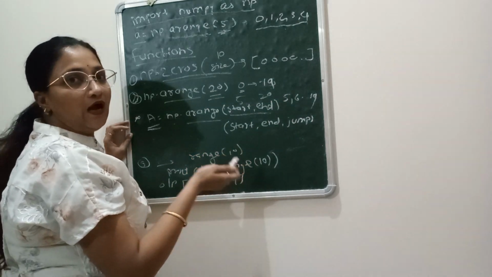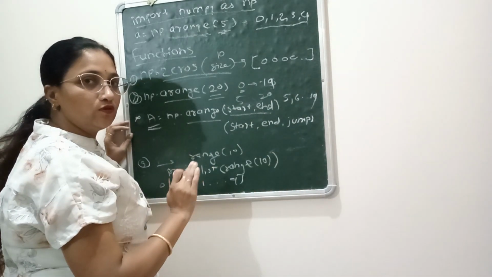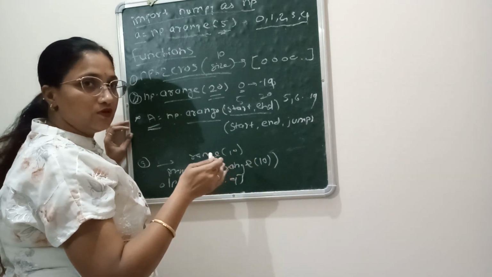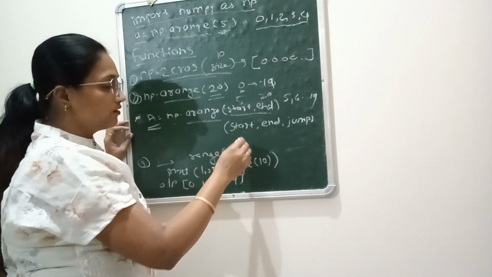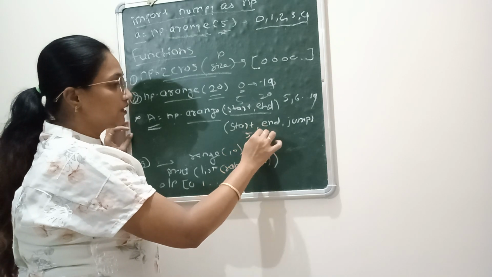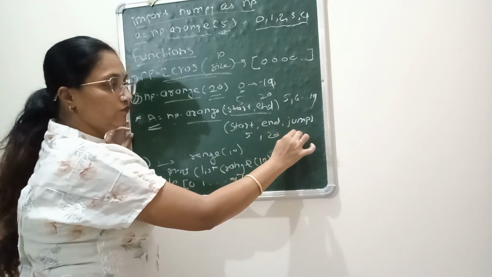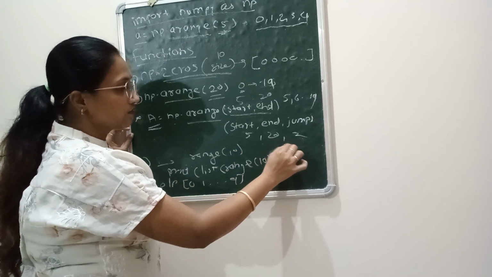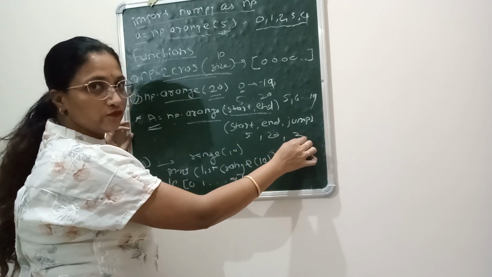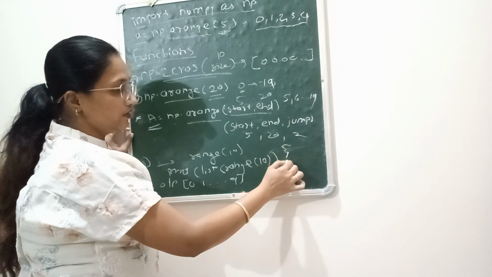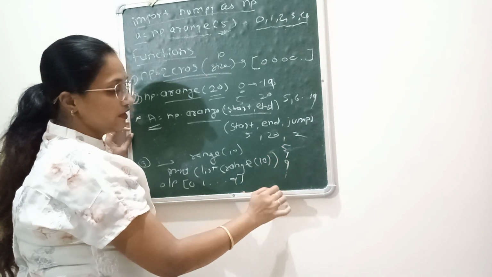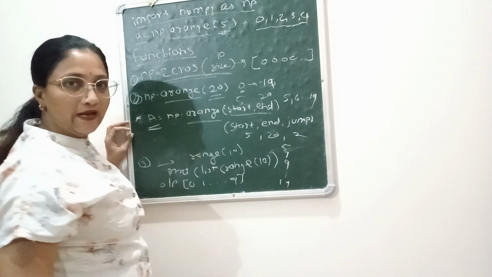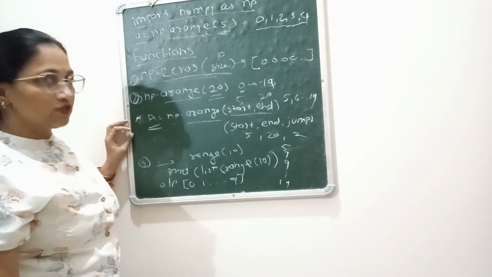Now suppose I don't want continuous numbers, I want a jump of a specific number in between. In that case, taking again 5, 20 and with a jump of 2, what will be the output over here? 5, then with the jump of 2, 7, 9, then up to 19. Okay, understood this one.